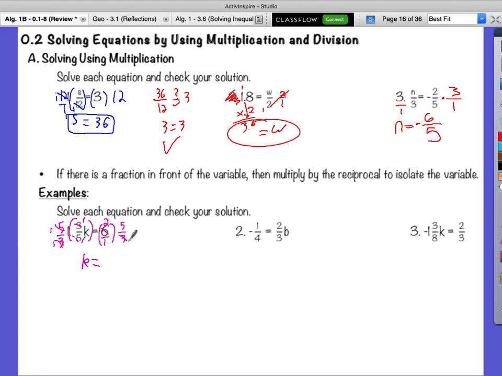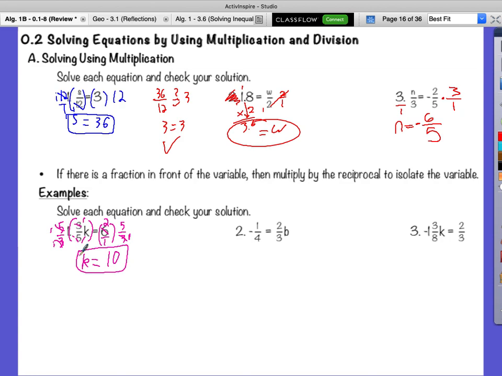It goes into 3 one time. So 2 times 5 is 10. 1 times 1 is 1. Do we have to put over 1? No. So k is equal to 10. Easy money. Questions on that one?